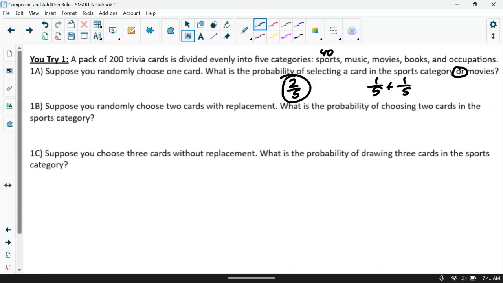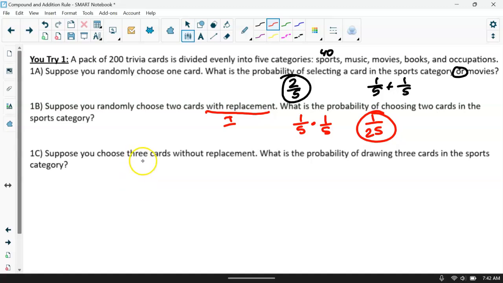So then here, we're going to choose 2 cards with replacement. So you should have noticed that this is an independent event. The 2 events do not affect each other. What is the probability of choosing 2 cards in the sports category, which is just 1/5 times 1/5, right? Because there was no change to that, getting you a 1 out of 25 chance, or 4%.